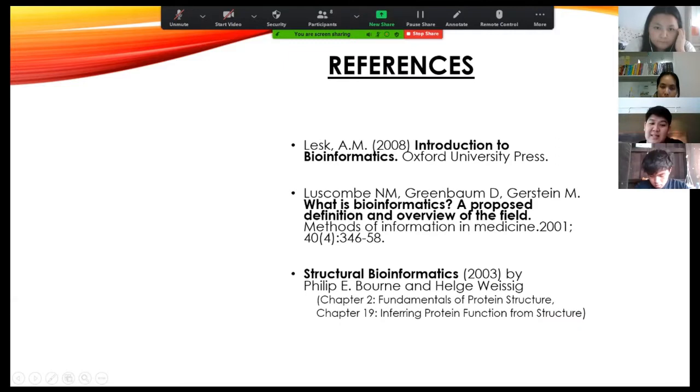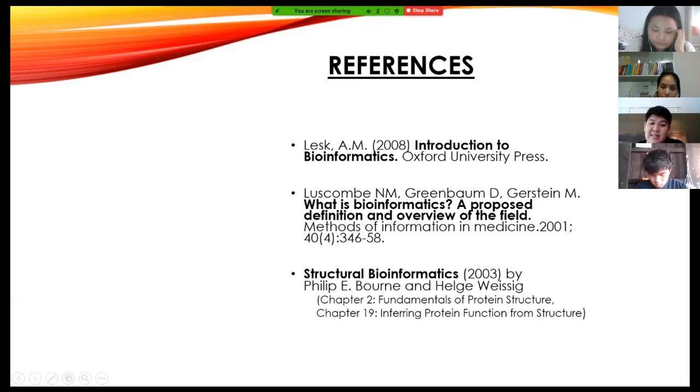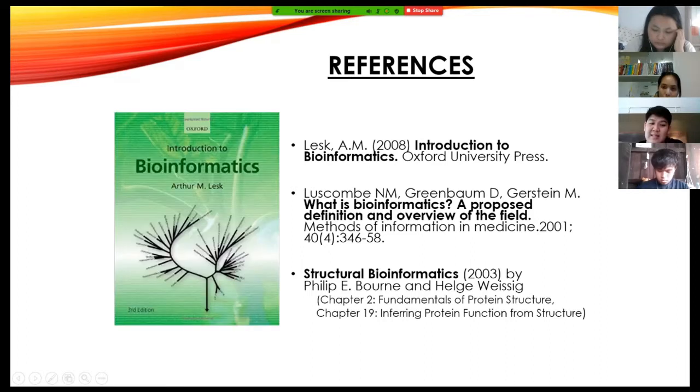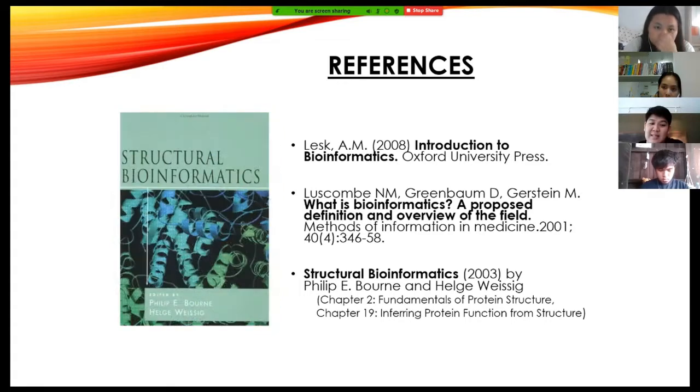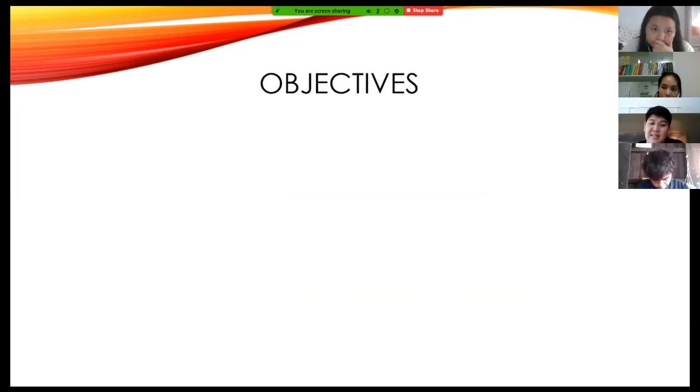The references to this class are the Atlas book on Introduction to Bioinformatics, an article by Lesk and Greenbaum, What is Bioinformatics?, and another book called Structural Bioinformatics by Philip Bond and H. Wilczek. So this is what the book looks like. You don't need to go to those books because I have digested all of them and put them in the class materials in your handout.